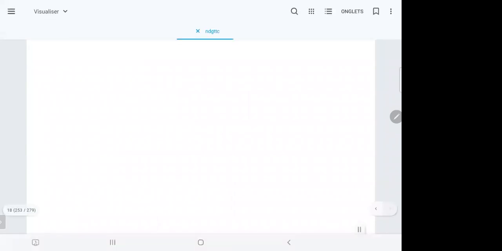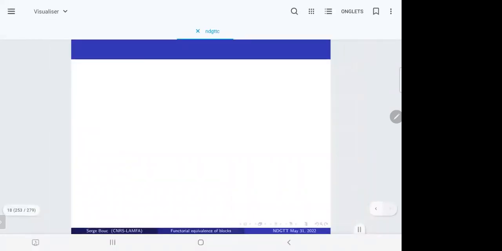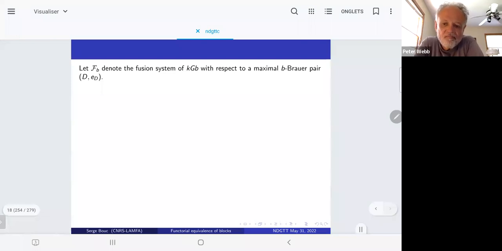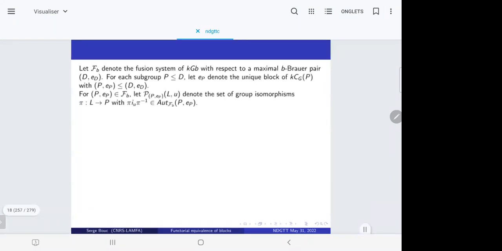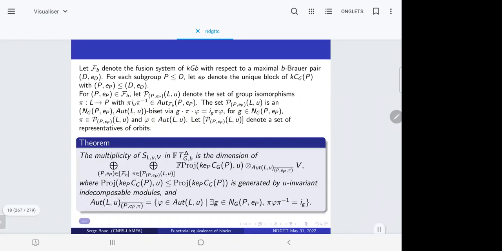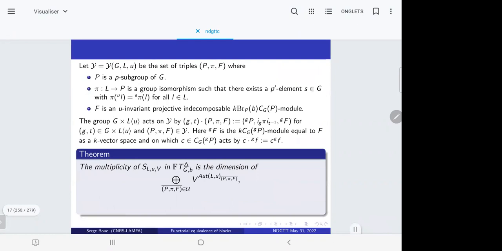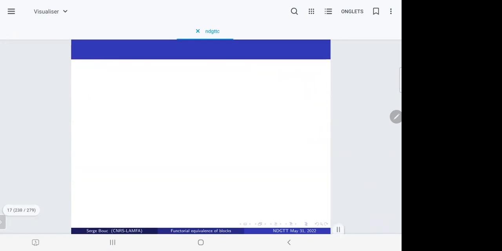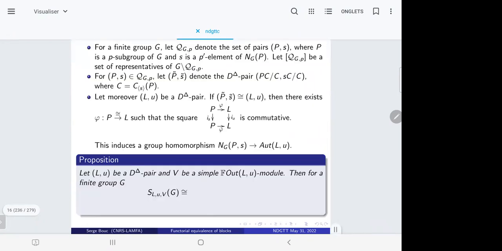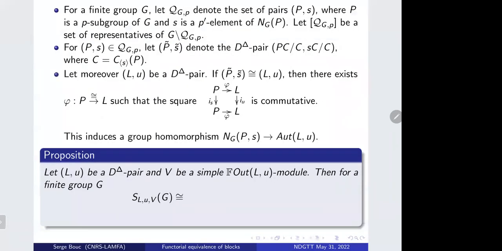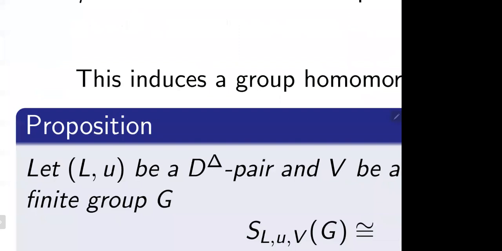I will try to show this. I have to go, where should I go? Probably nearest to the end. Yeah, that's it. Okay, so here are the evaluations of the simple functors.